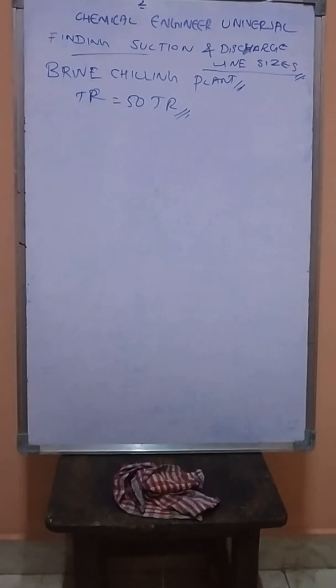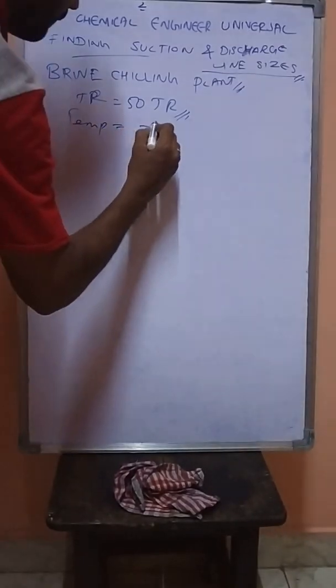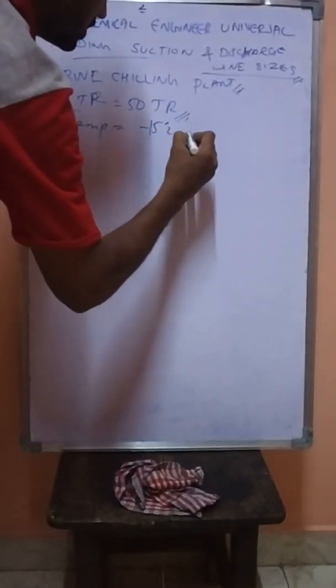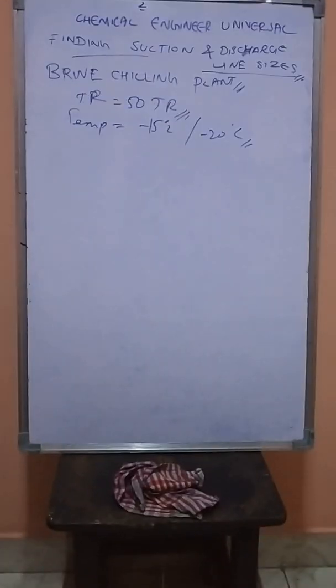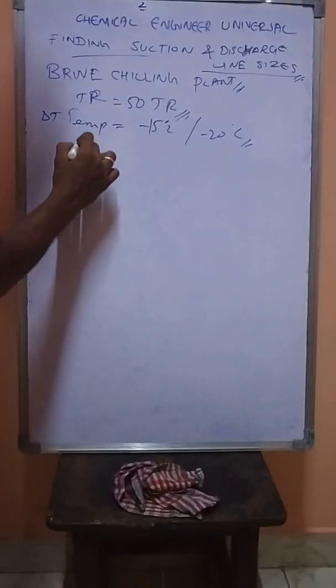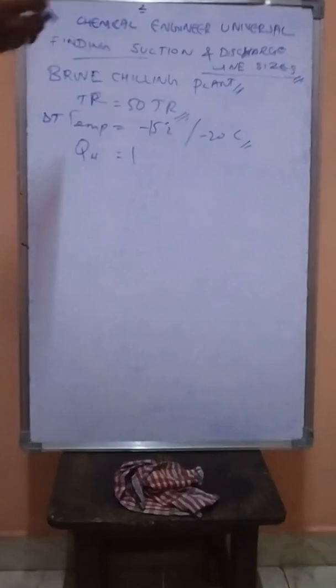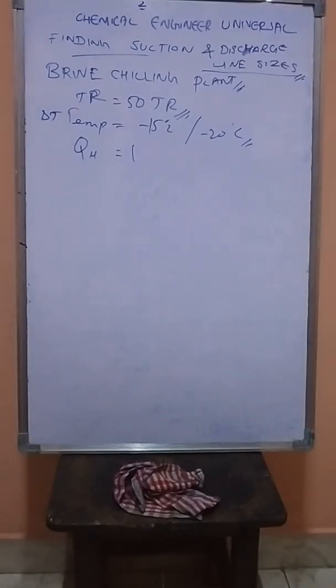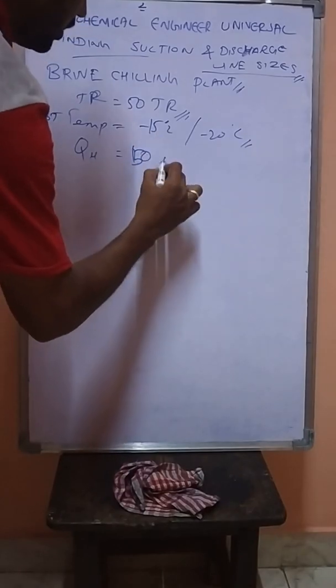So as per the data, we have 50 TR as the capacity. The temperature range will be minus 15 degree Celsius to minus 20 degree Celsius. So this is the delta T we have. You can calculate the heat load from the ton of refrigeration also, as we have already noted 50 TR.